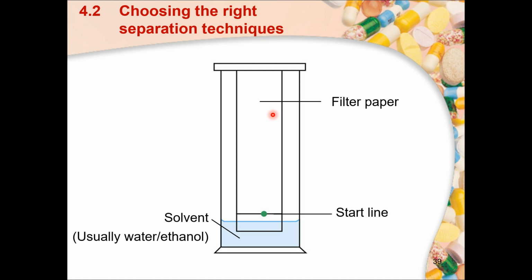Then afterwards, we take this paper and we put it into a solvent. Usually we use water or ethanol, which is a different type of solvent, because a lot of things are soluble in water or ethanol. And then over time, the water will travel upwards, and as it travels upwards, it will bring the soluble compounds, the parts of this substance which can dissolve, along with it.